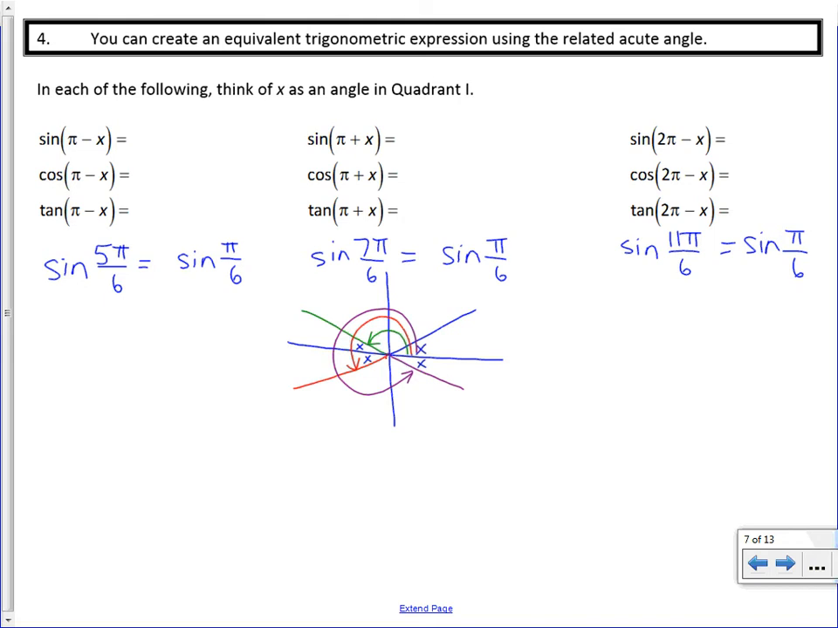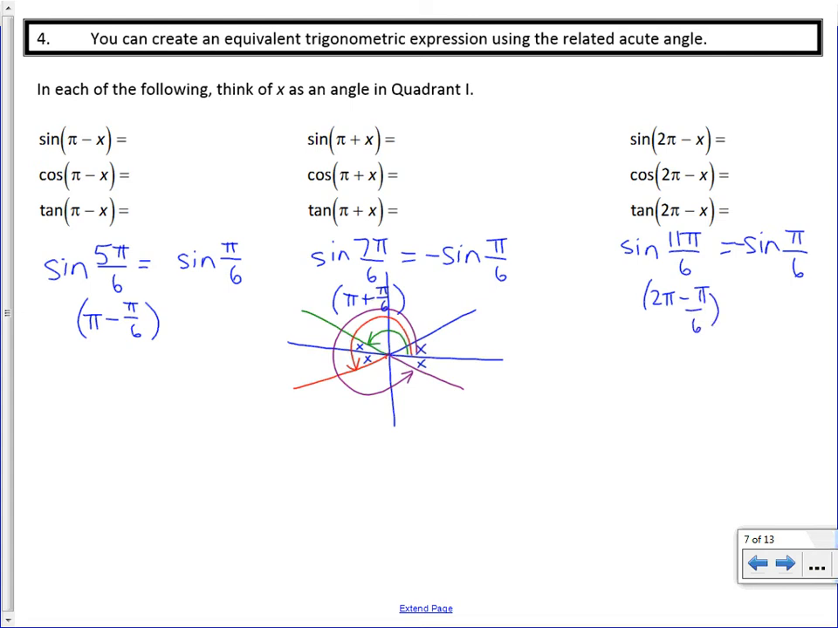The 5 pi over 6, because what's true about 5 pi over 6 versus 7 pi over 6 and 11 pi over 6? Quadrant 2, and in quadrant 2 sine is positive. So how can I fix the other two? Now here's the idea, guys. In each of these cases, let's think about 5 pi over 6. Isn't that pi minus pi over 6? Isn't 7 pi over 6 pi plus pi over 6? And isn't 11 pi over 6 2 pi minus pi over 6?